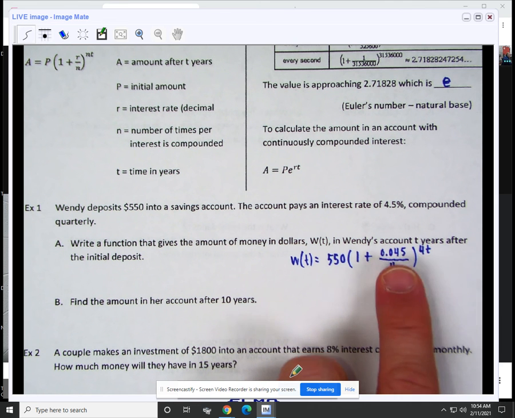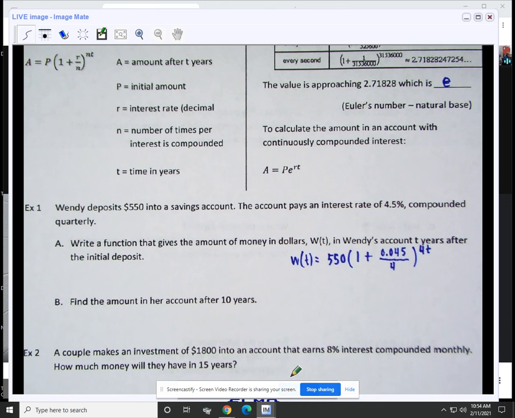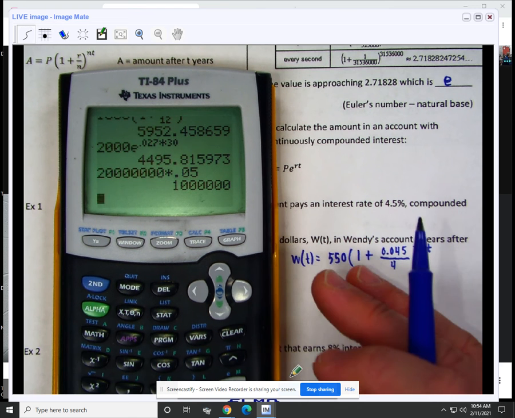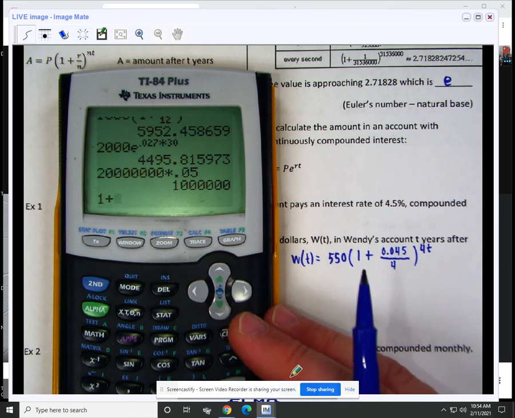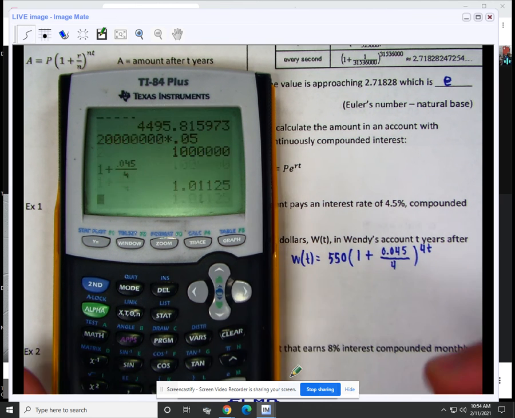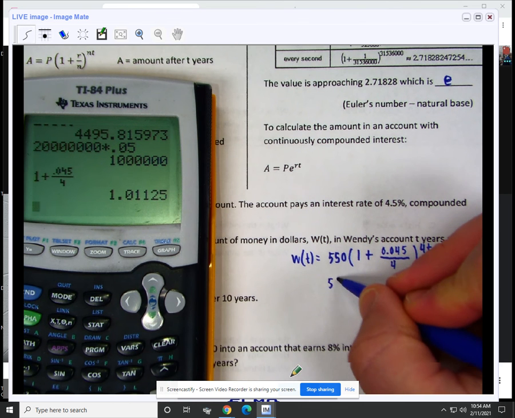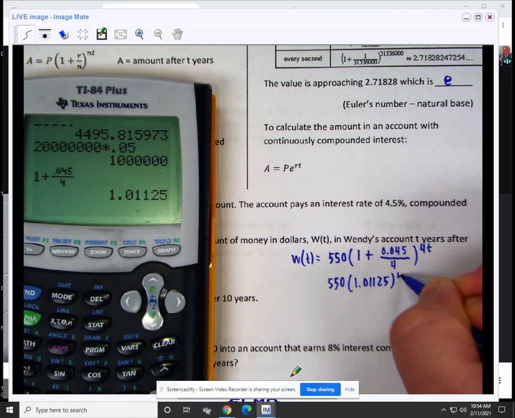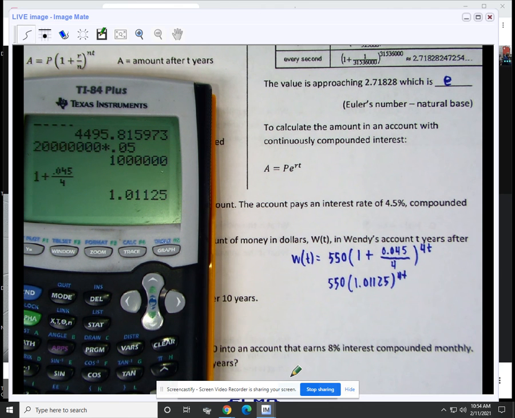That's my equation. Now, generally, just like with our homework, if you saw this on a test, will they leave it like that? No. If you see this on a test, the equation will be cleaned up on the inside of that parenthesis. They're going to do 1 plus 0.045 divided by 4, and they're going to write 550 times 1.01125 raised to the 4t power.